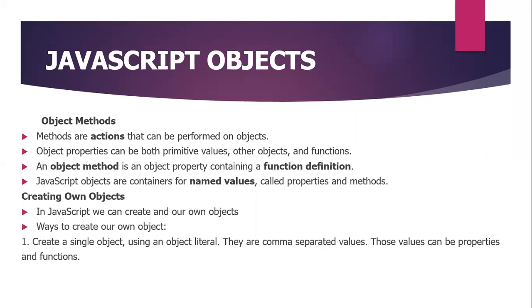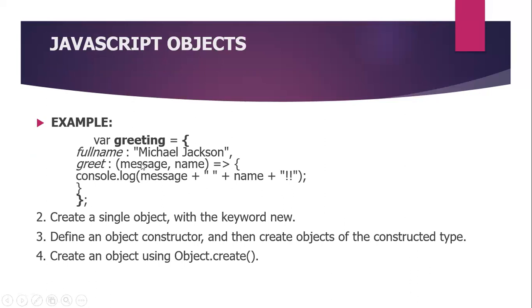So now we're going to see how we are going to create objects. In JavaScript, objects can be created in more than one way. The first method is to create a single object using an object literal. They are separated by commas, and each object can have its specific properties and functions. For example, I am using the var keyword for creating an object greeting.